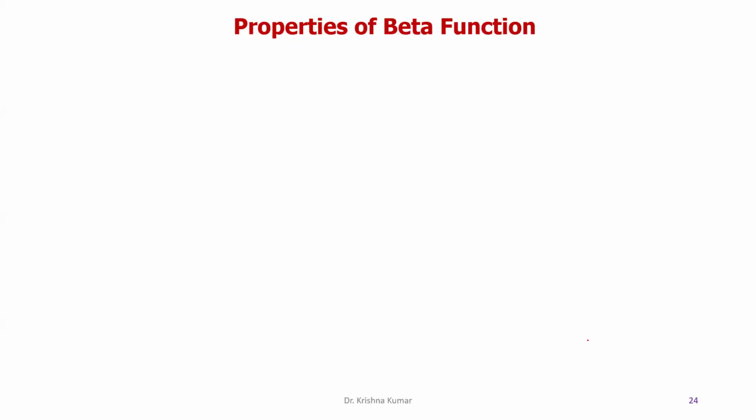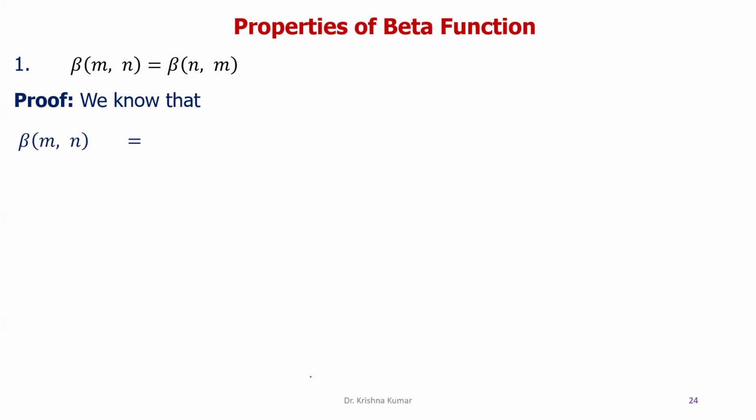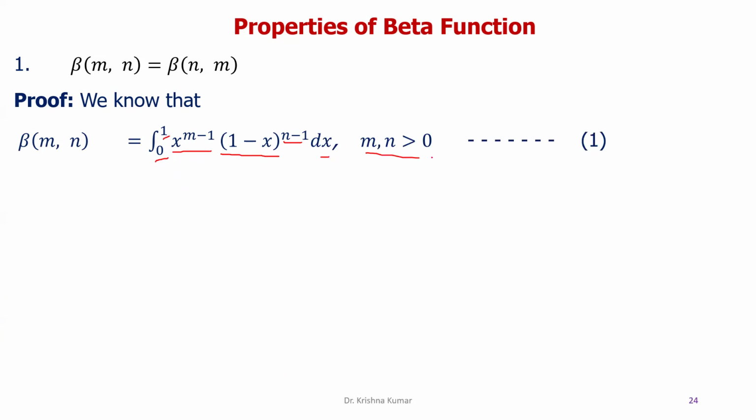Properties of beta function. The first property is beta of m, n is equal to beta of n, m. This is called the symmetric property of beta function. So let us try to prove it. We know that beta of m, n is equal to the integration of x to the power m minus 1 into (1 minus x) whole to the power n minus 1, under the limit 0 to 1 with respect to x, where m and n are positive numbers.